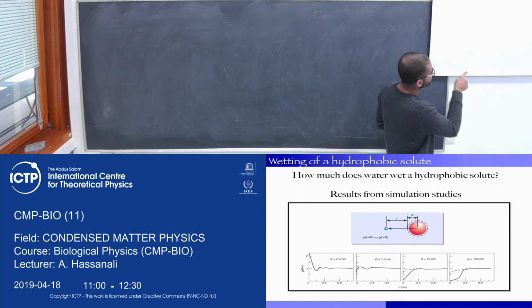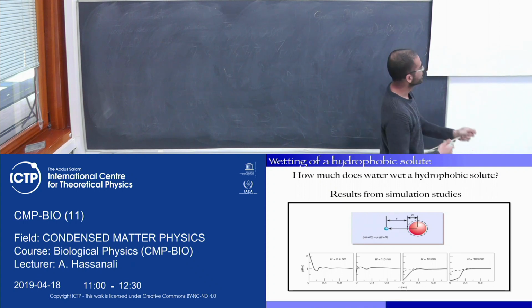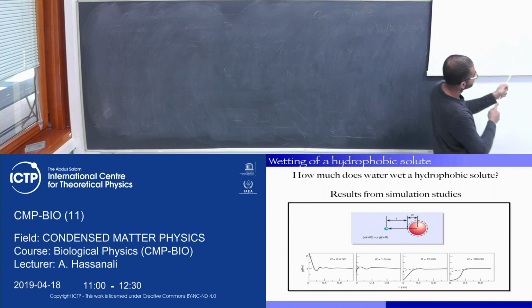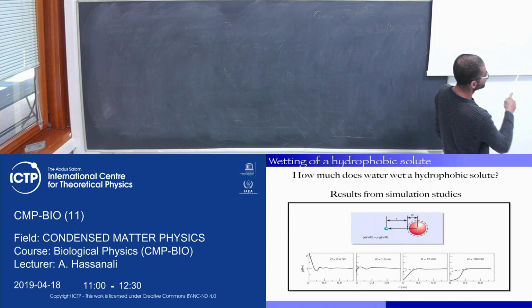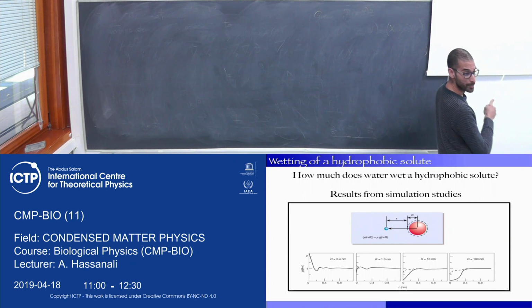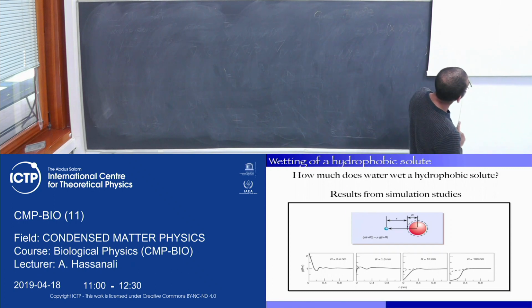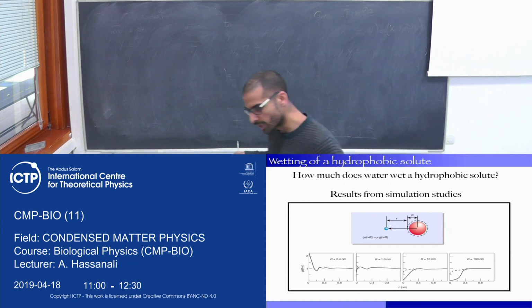Now, let's make the radius bigger. As you make the radius bigger, what do you begin to see? Now you have bulk density, and then it's de-wetted. Okay, so there's low density here. So as you go from small to large in a hydrophobic solute, there's a change in, let's say, the physics of what drives the wetting process.